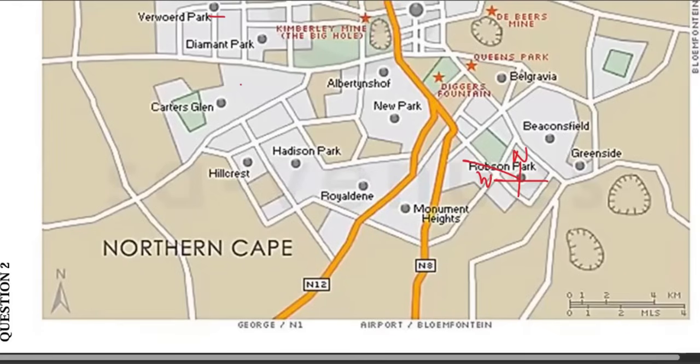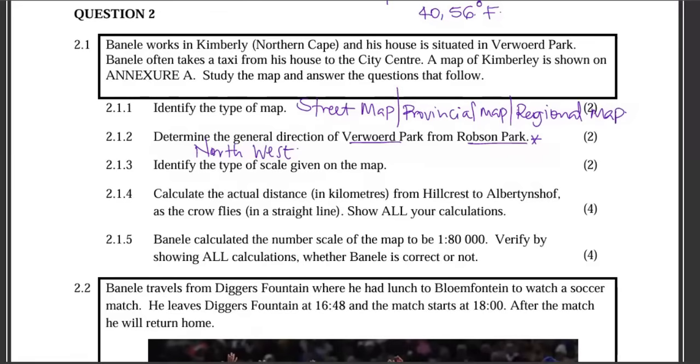Okay, identify the type of scale on the map. When we come to the type of scale, it's this one here. You can either call it a bar scale or what we call the linear scale.